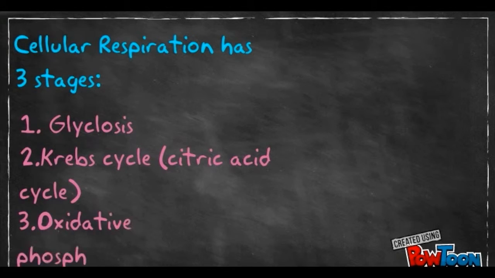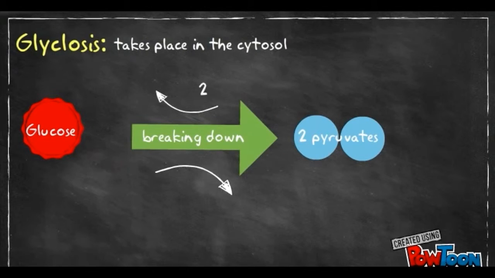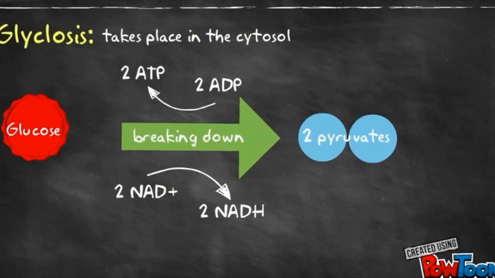To start the process of cellular respiration, glucose needs to be broken down. This is where the first stage, glycolysis, comes into place. Glycolysis takes place in the cytoplasm of the cell. Glycolysis breaks down the glucose molecule into two pyruvates. This process of breaking down the glucose molecule releases two things, energy and electrons.